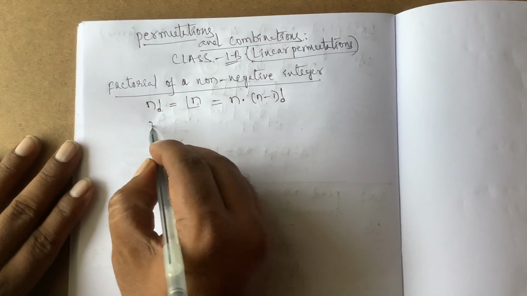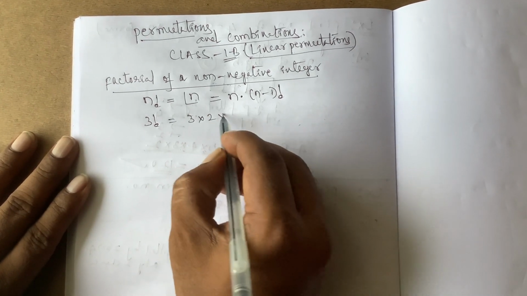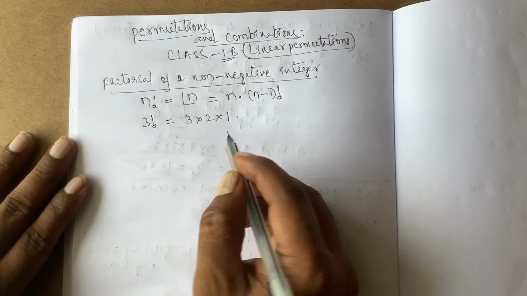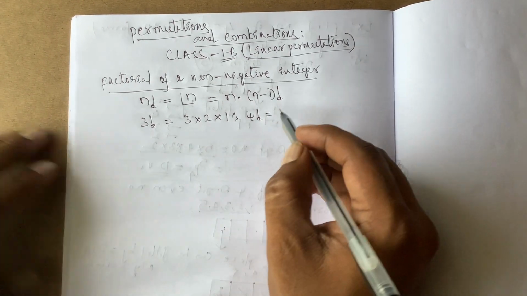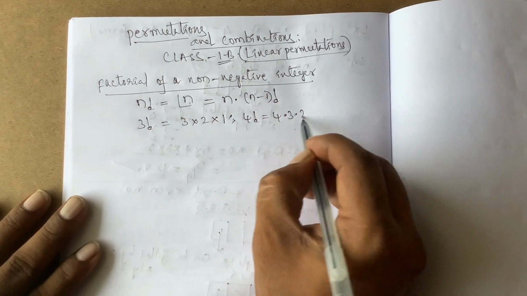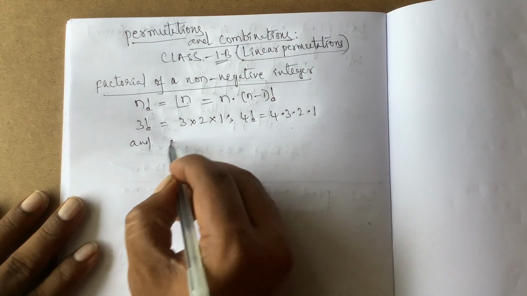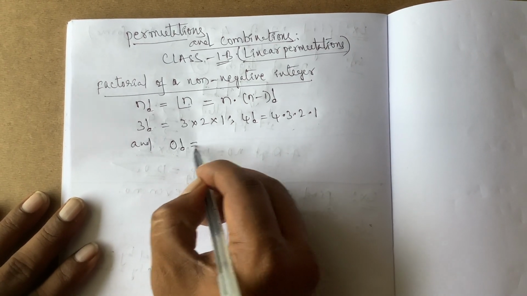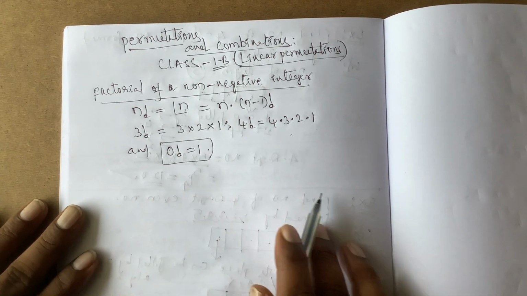For example, if they give 3 factorial, what is the meaning of 3 factorial? 3 into 2 into 1. Remember this concept. For example, 4 factorial means 4 into 3 into 2 into 1, like this. And 0 factorial, what is its value? We take it as 1. This is one important point, remember this one.